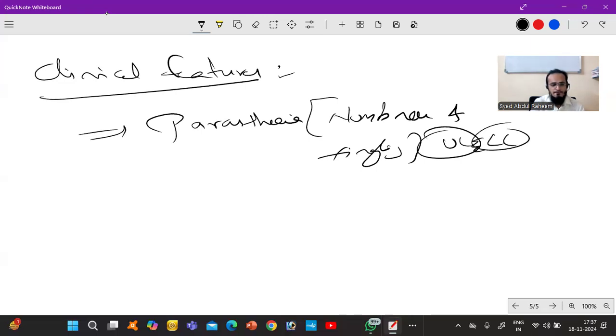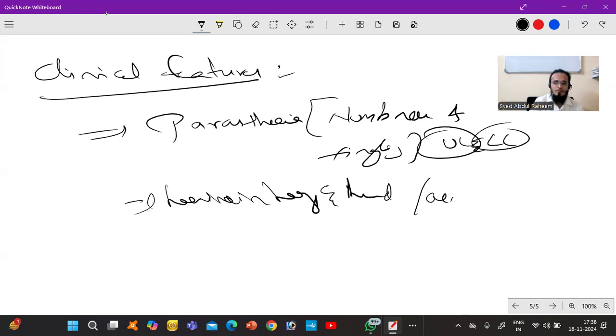Okay, mostly in the legs. The patient has a complaint of heaviness in the legs, or in one arm. Okay, it may be the upper limb, the lower limb, anything. Heaviness in the legs or hand or arm.